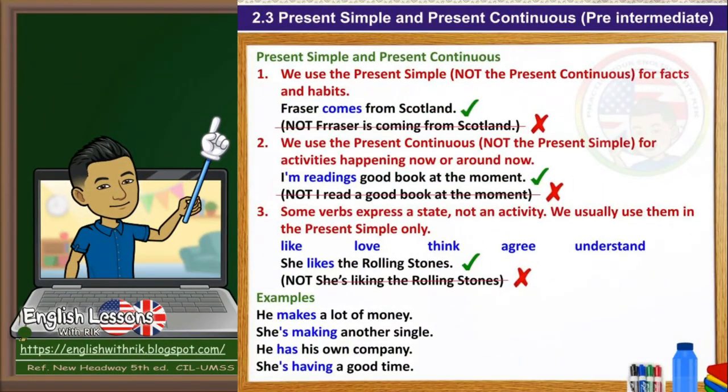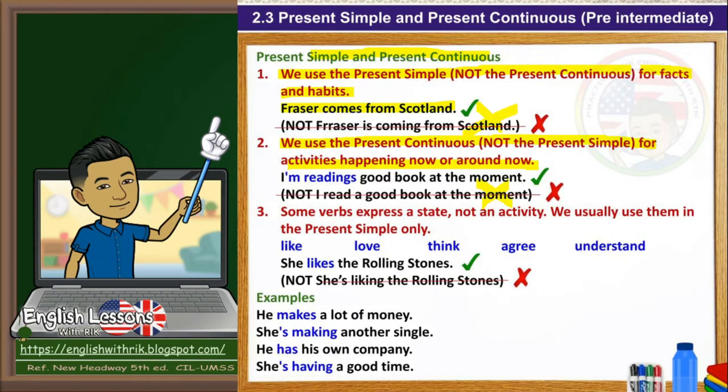Present simple and present continuous. We use the present simple, not the present continuous, for facts and habits. Fraser comes from Scotland. We use the present continuous, not the present simple, for activities happening now or around now. I'm reading a good book at the moment.